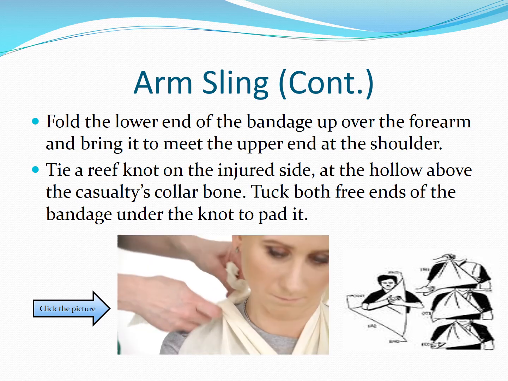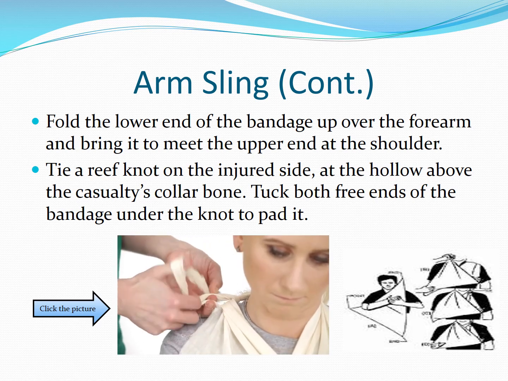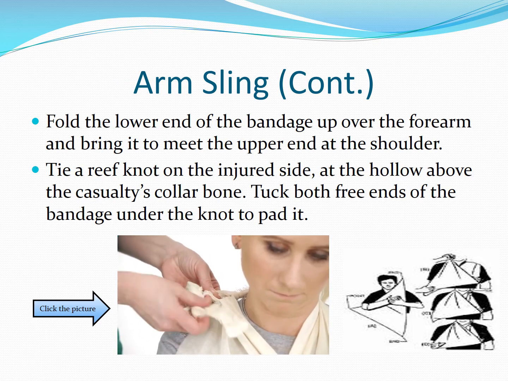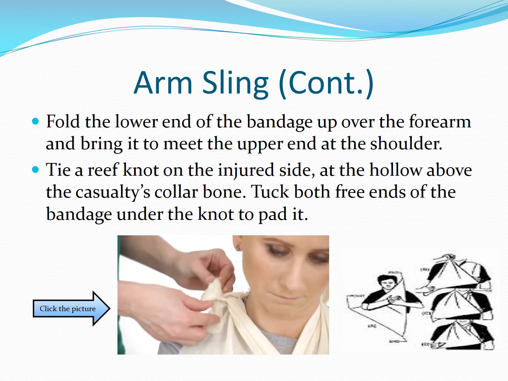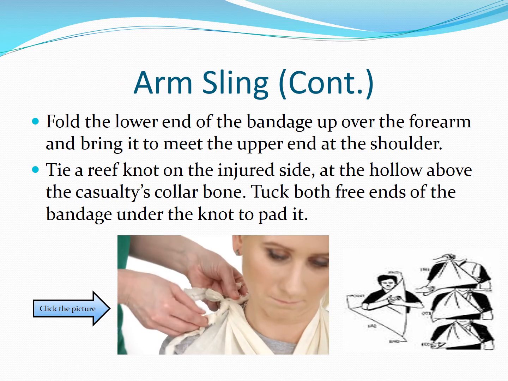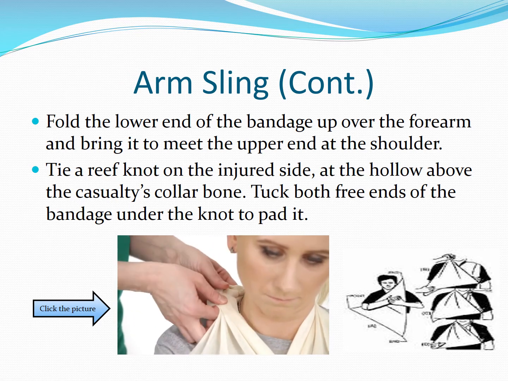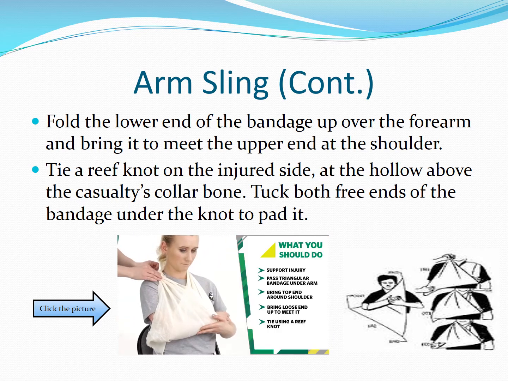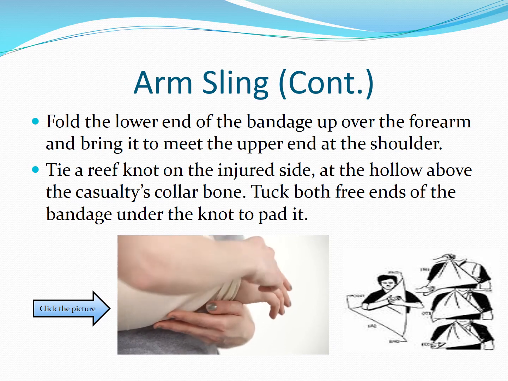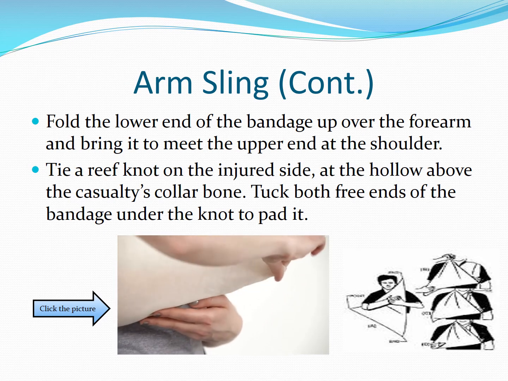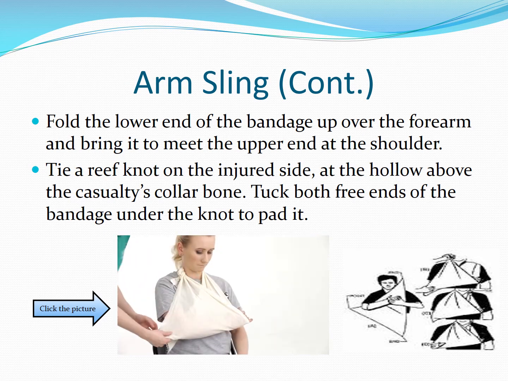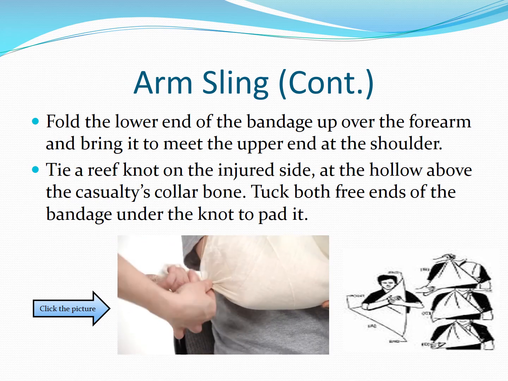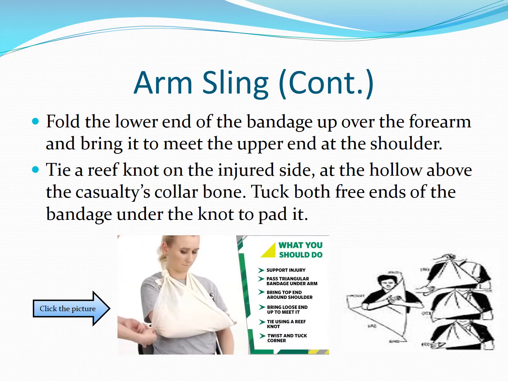Just tie a reef knot. And then tuck the corners underneath. And make sure the whole of the arm is supported, down to the little finger. With the bit that's left over, just twist it until it becomes nice and tight and it snugly fits in around the elbow.